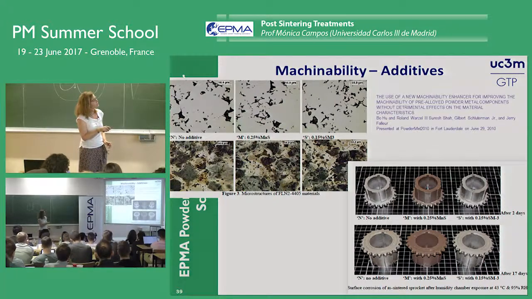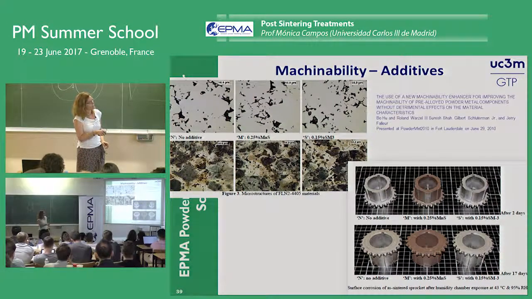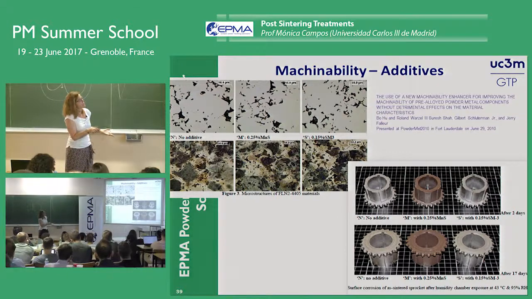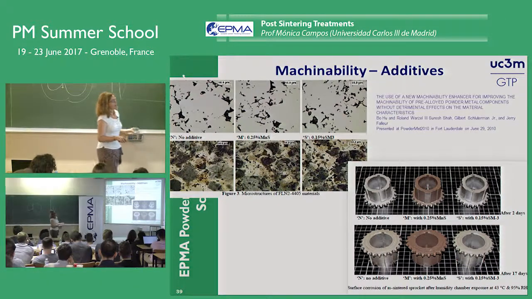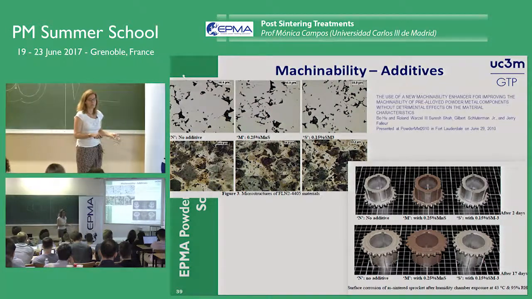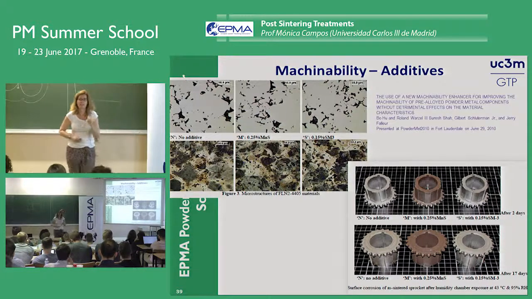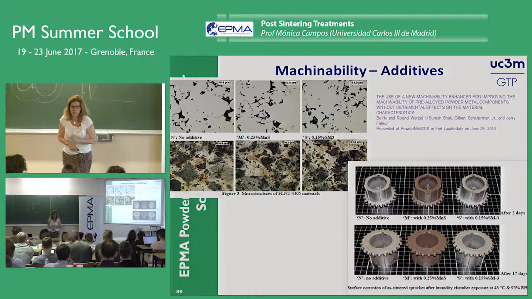This is the component without the additive. This is the component with manganese sulfide, and the other specific additive designed to avoid this stain. There is no difference in the porosity. There is no difference in the microstructure. The difference is in the surface. Here the result that we can achieve is more evident if we properly select the additive for machining.